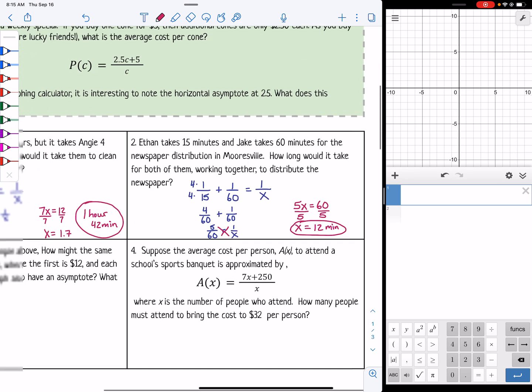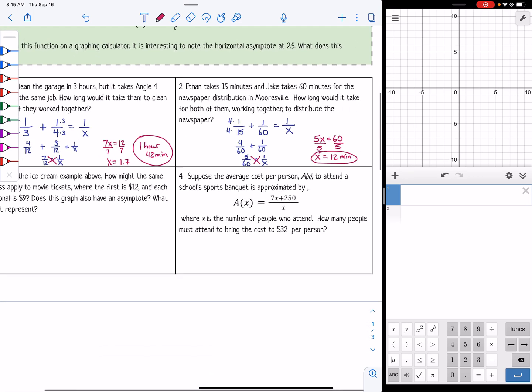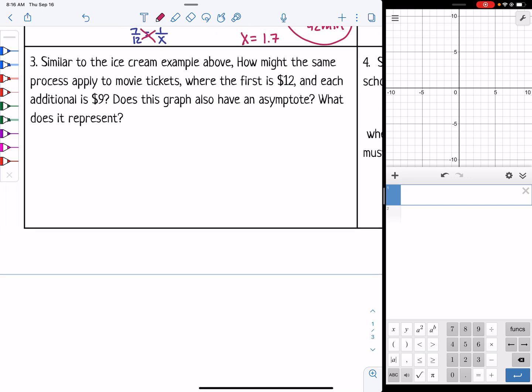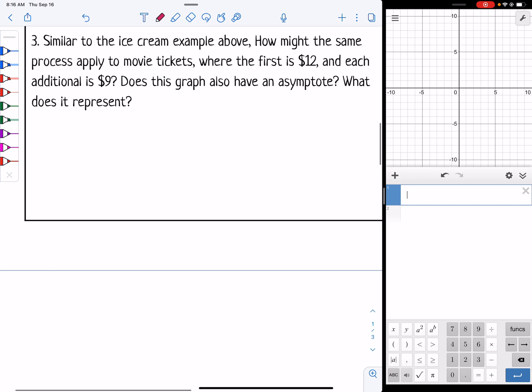All right, so those are two good examples of just a simple work rate problem. Now let's look at the other type of rational application we might see. So this one says, similar to the ice cream example above, how might the same process apply to movie tickets? Where the first is $12 and each additional ticket is $9, does this graph also have an asymptote, and what does it represent?